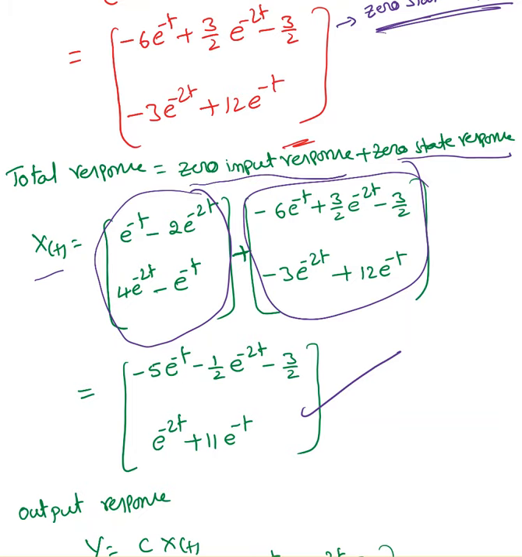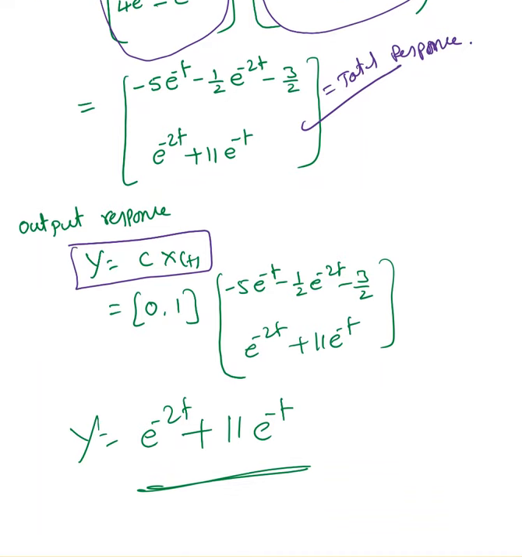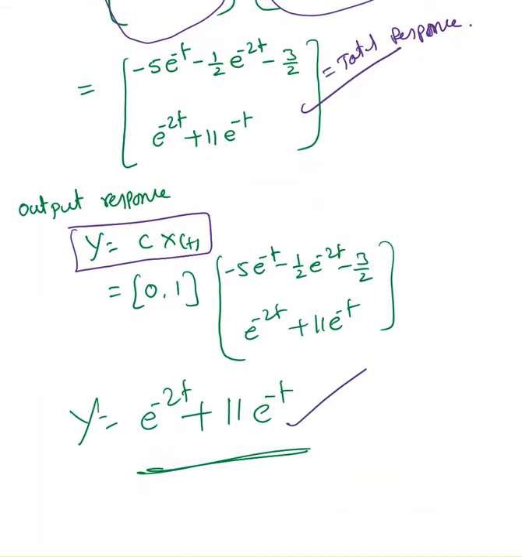Now the output response, as I mentioned, I'm going to show you. Output response is nothing but y equal to C times x of t. I already know the C value, which is 0 and 1, and x of t is the total response of the given model. So when I multiply, this will be the output for the given model.